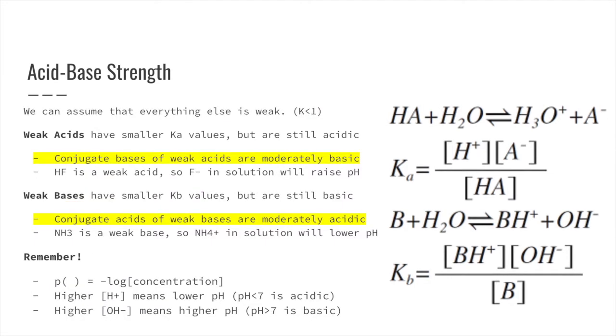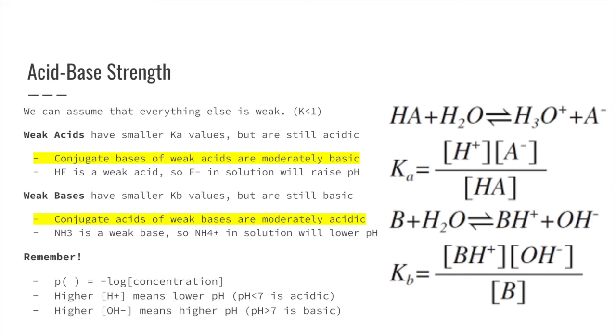Everything else can be considered weak, which means that they have much smaller K values and much less or even negligible dissociation. Expect a weak acid or base to have the same amount of strength as its conjugate. For example, HF is a weak acid, so F-, which is its conjugate base, will still raise the pH of a solution. NH3 is a weak base, so NH4+, its conjugate acid, will lower the pH.